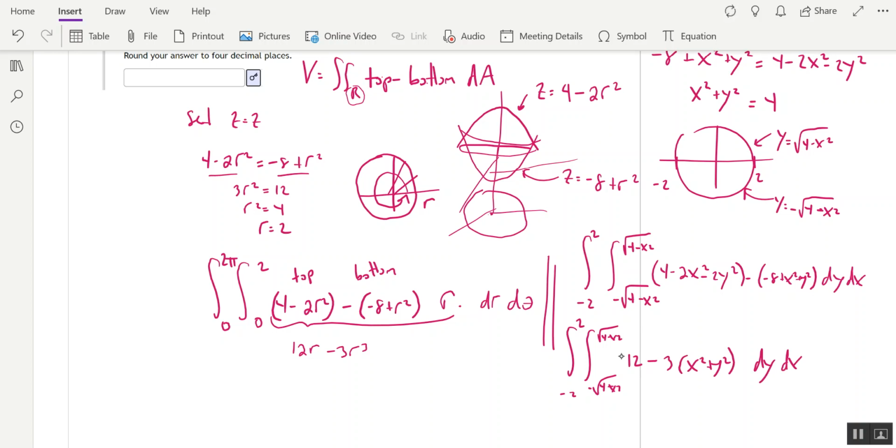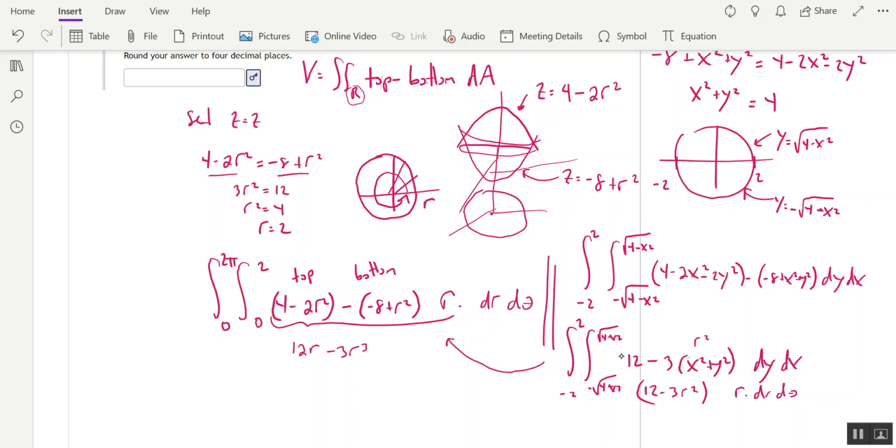When you do this setup, then you want to convert to polar in order to integrate. And the rules for converting a rectangular to a polar are: one, everywhere you see an x, you replace it with r cos theta. Everywhere you see a y, you replace it with r sine theta. Or everywhere you see an x squared plus y squared, you replace it with r squared. So here's our 12 minus 3r squared. And then replace dy dx with r dr d theta. So there's that extra r that we're seeing in 12r minus 3r cubed.